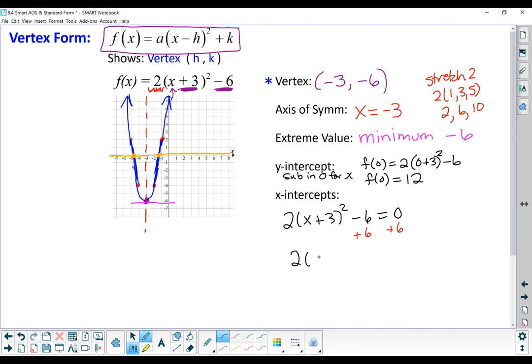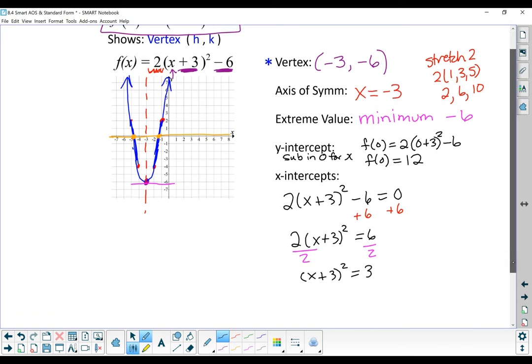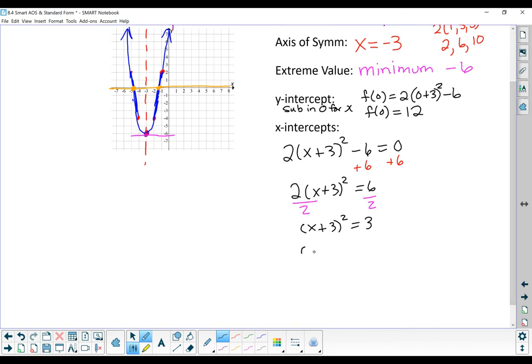So we have 2 times (x plus 3) squared is equal to 6 when I added that 6. Now I'm going to go ahead and divide by 2 on both sides of my equation. That leaves me with (x plus 3) squared is equal to 3. Now I'm ready to apply my root. I'm just going to scroll down a little bit here. So we're going to apply a root to both sides of our equation.